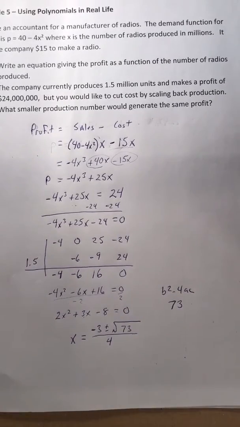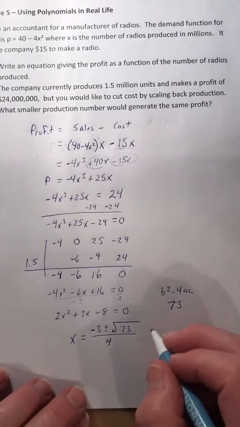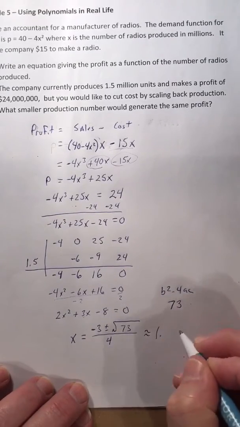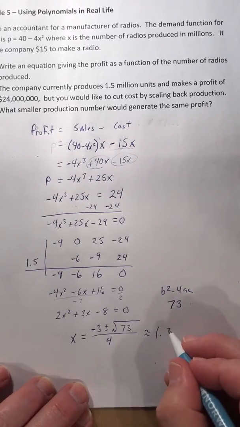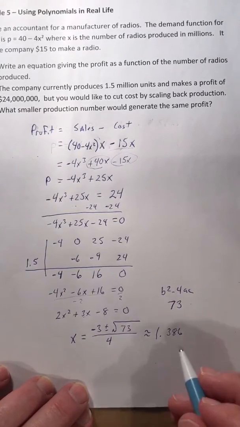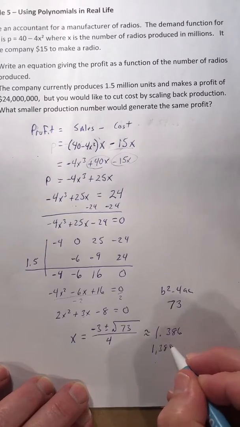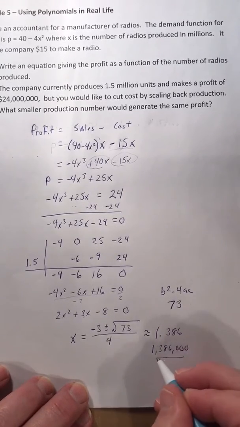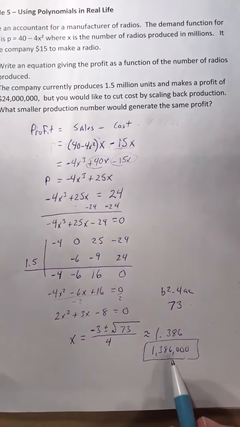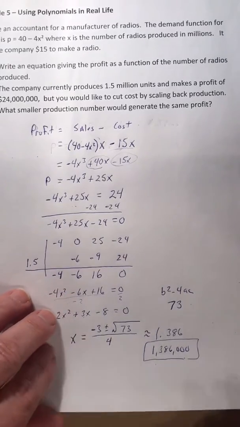So now I'd have to put this in the calculator. Well, if I have a negative and I subtract that, it's going to give me a negative number, and I know I don't want that. So I just did it with the plus sign, and when I did it with the plus sign, it comes up to approximately 1.386. And again, that's in millions, so it will be 1,386,000 radios. So if we produce 1,386,000 radios, we would still make the 24 million. All right. So that was example 5.